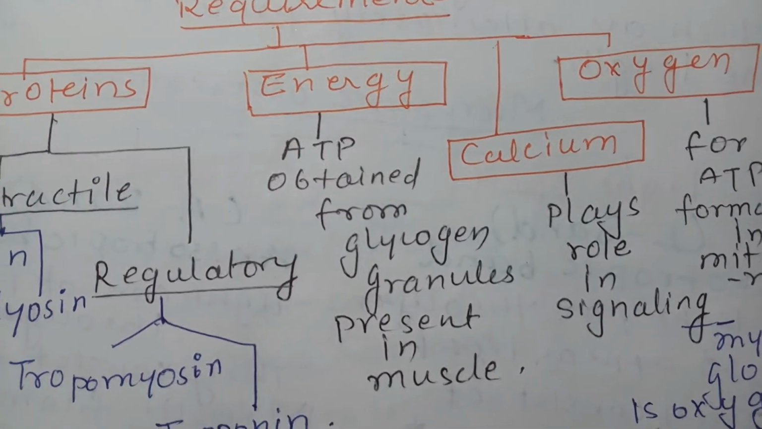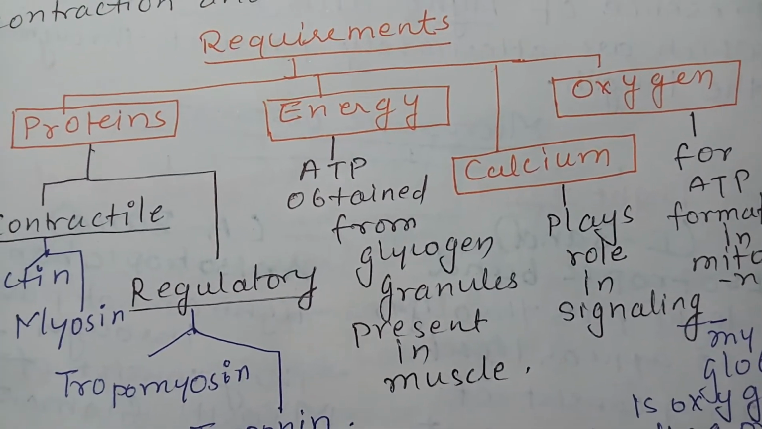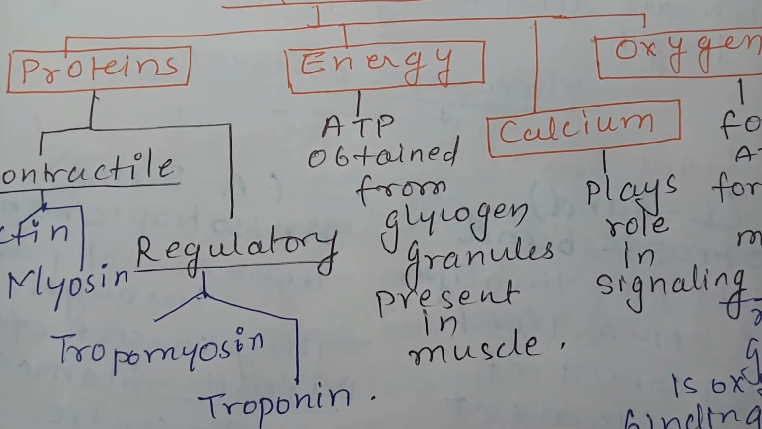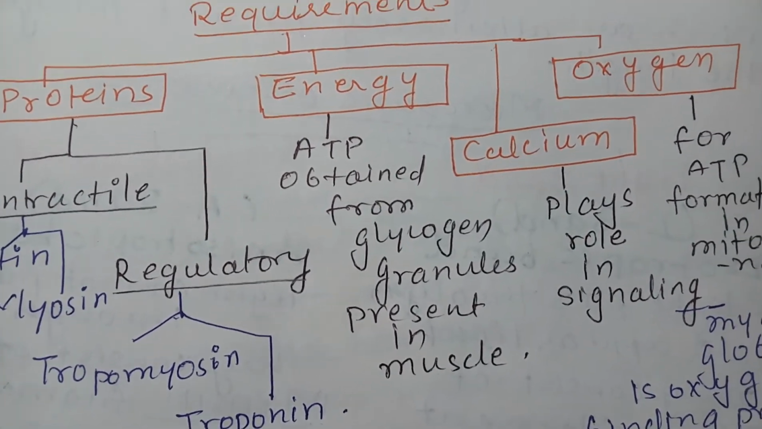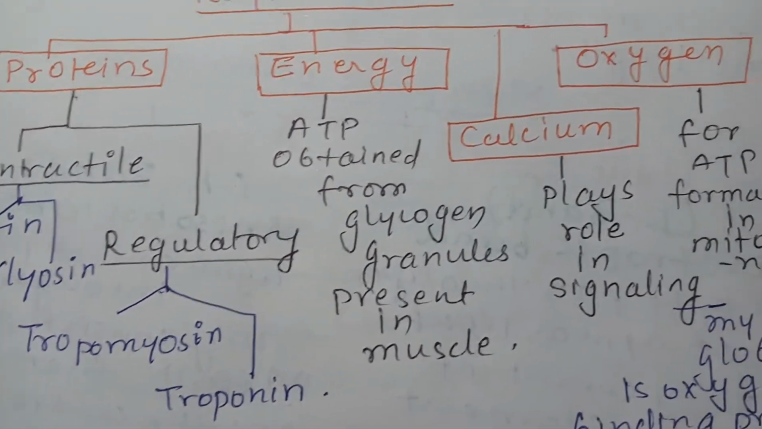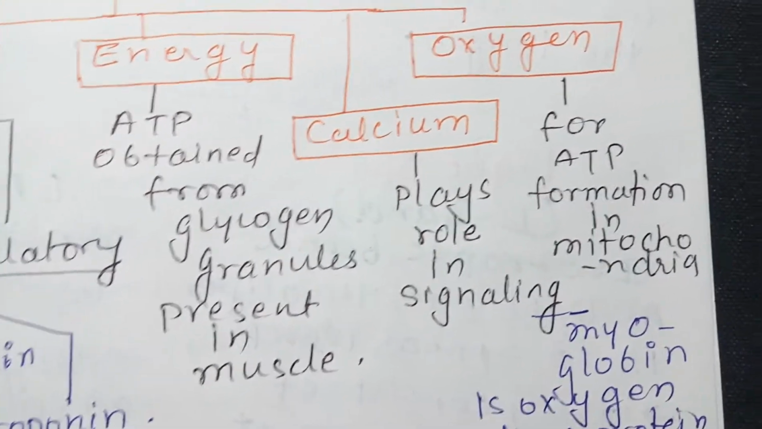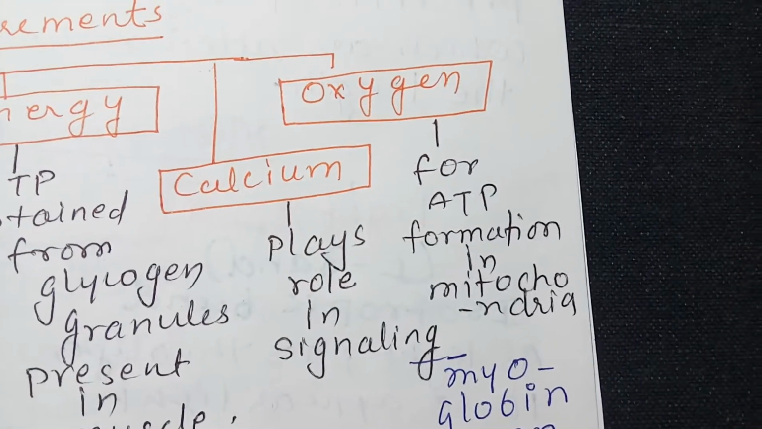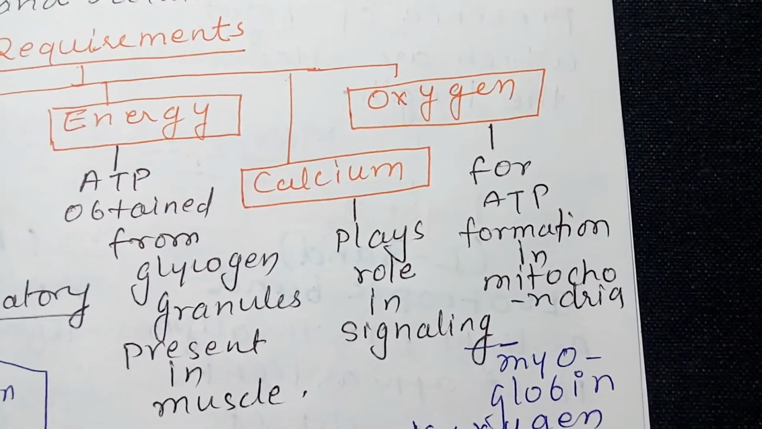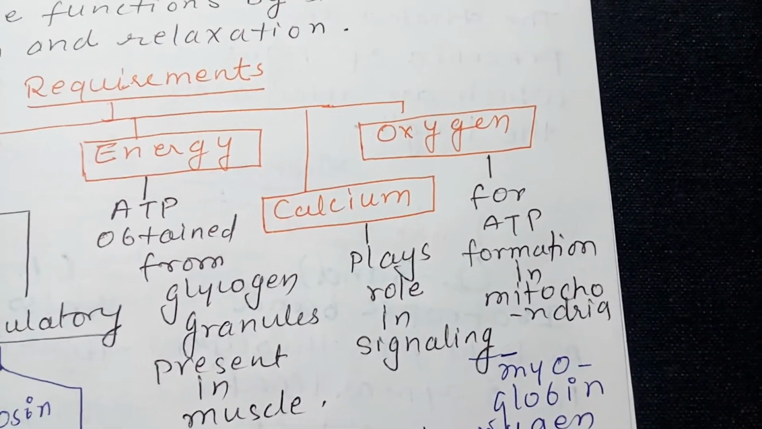Now energy is obtained from ATP. ATP is synthesized by the breakdown of glucose. Glucose is obtained from the glycogen in the muscle cell, since glycogen granules are present in the muscle cell. Calcium plays a role in signaling; we will see later how. And oxygen is required for ATP formation, in the respiration process where glucose breaks down and releases energy, and this ATP formation occurs in the mitochondria.